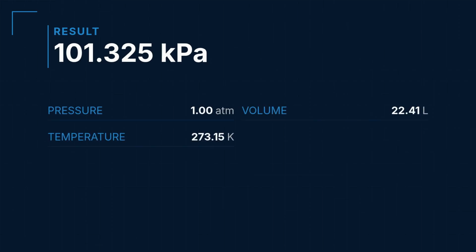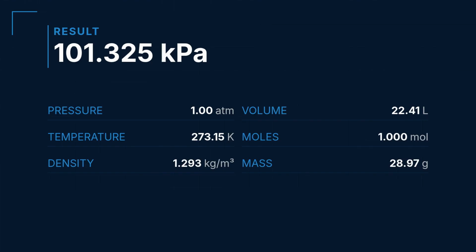The calculator shows the primary result prominently, then lists all parameters including pressure, volume, temperature, moles, density, and mass in their respective units. This comprehensive output lets you verify your calculation and see how all properties relate in the ideal gas system.